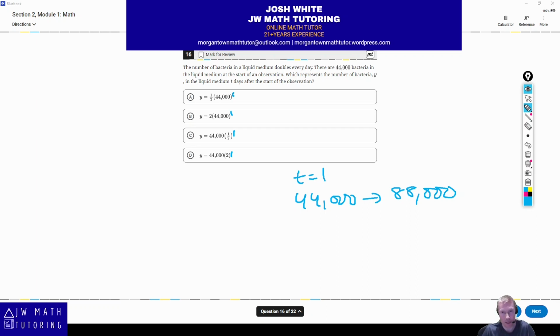Now, what's going to happen is the first one is not. It's going to be 22,000. The second one does equal 88,000, so we keep it for now. The third one equals 22,000, so we get rid of it. The fourth one also equals 88,000. So at this point what you technically would have to do is redo it between choices B and D.